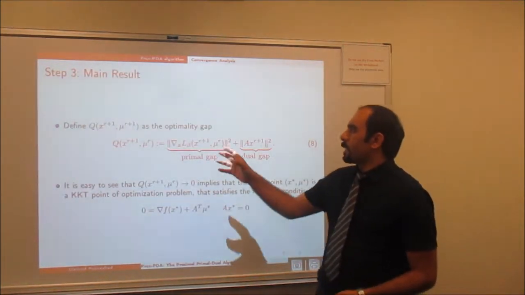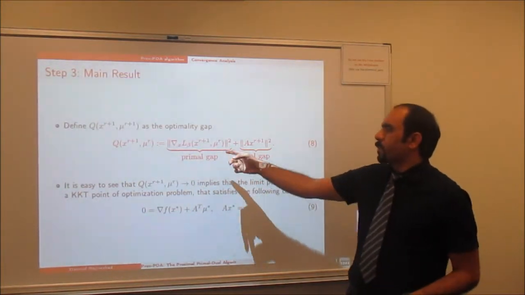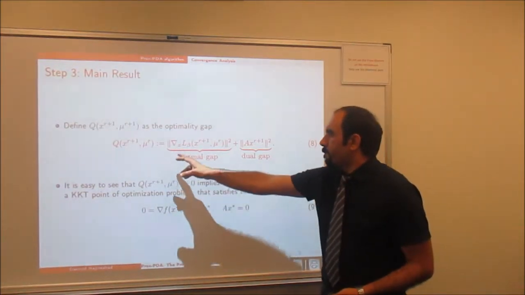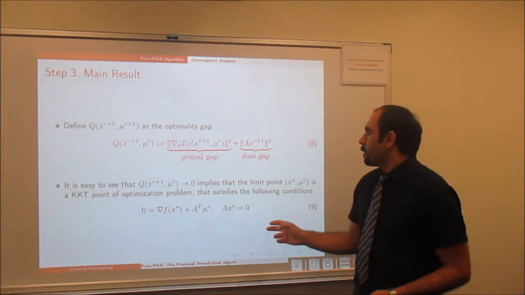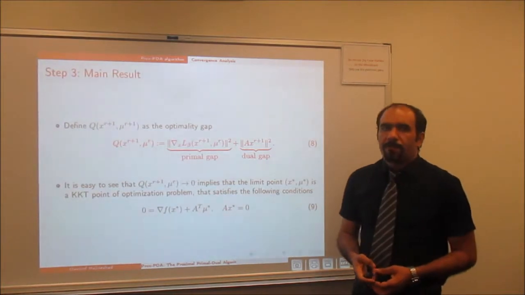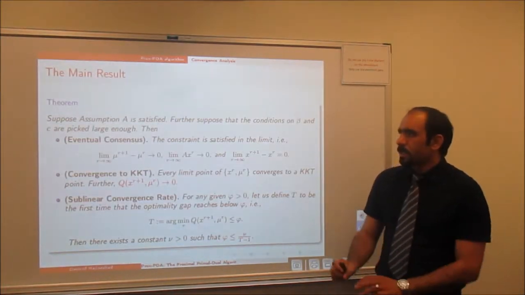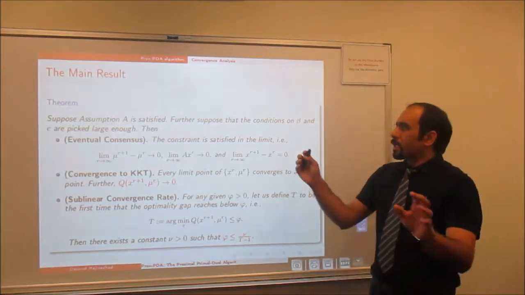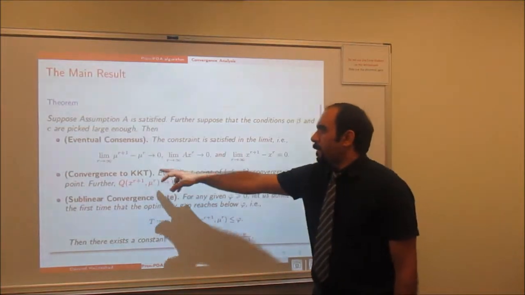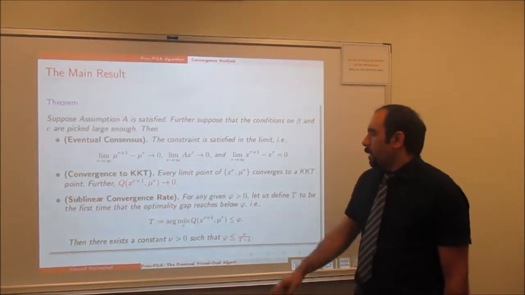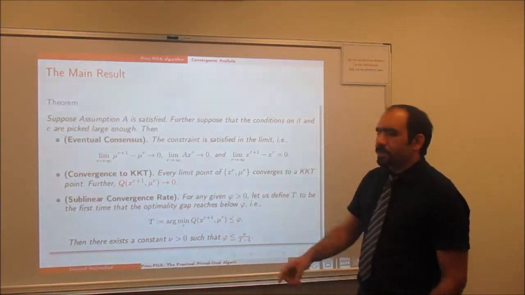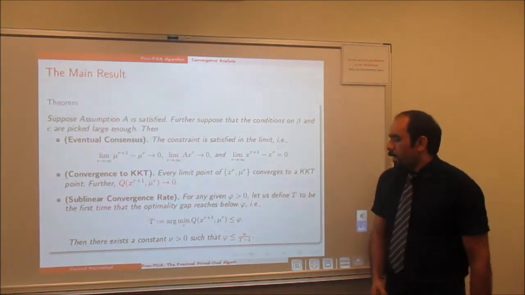If we define the optimality gap as the summation of the primal gap and the dual gap, we can simply check that if this goes to 0, that is Q goes to 0, the limit point of the algorithm is a KKT point of the problem. This is the main theorem. If all the assumptions are satisfied, we have consensus, we have convergence to the KKT point, and we also have a sublinear convergence rate for the algorithm. So this term shows that the algorithm behaves in a sublinear manner.